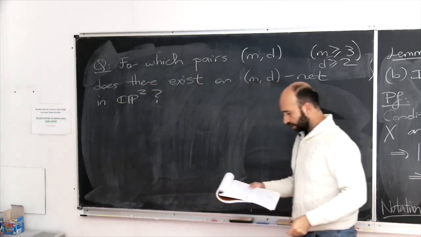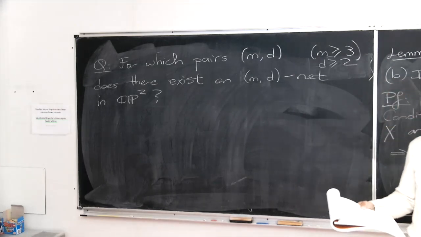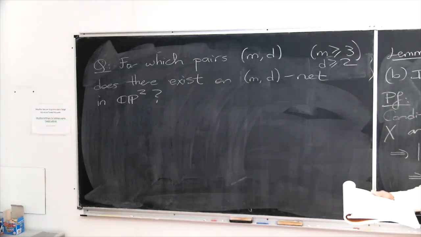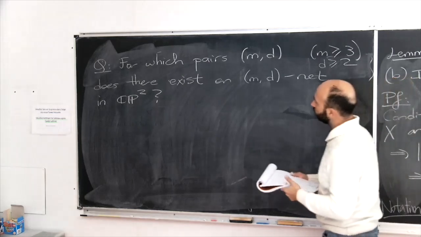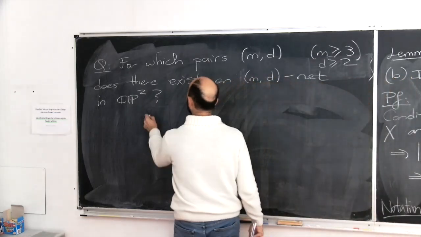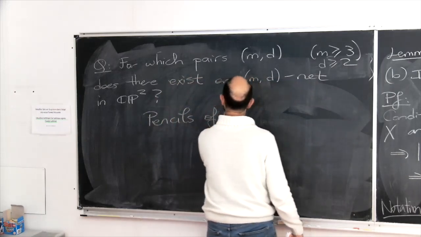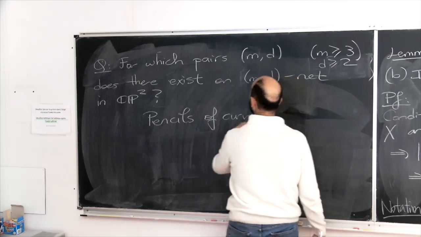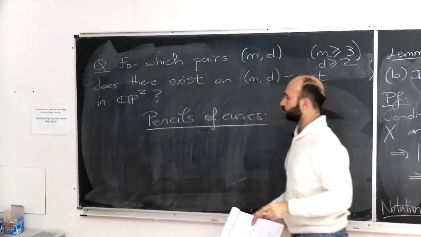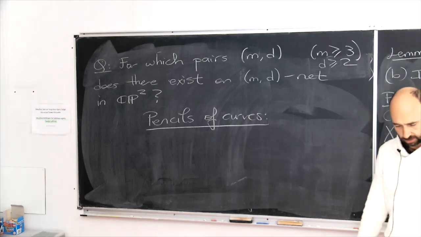Okay, before saying something about this question, let's study the relation of nets and pencils of curves, a classical notion in algebraic geometry. So this is an apparently purely combinatorial definition of certain line arrangements, but it is closely connected to some other notion. So what's a pencil?